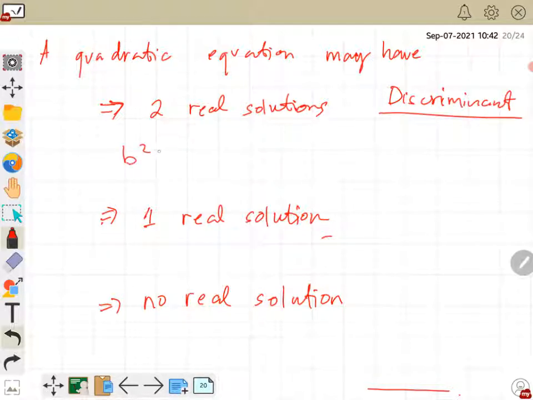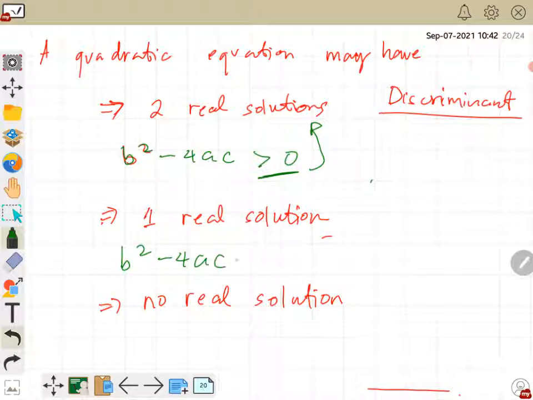So if the b squared, I'll try to use another color. If the value of b squared minus 4ac is greater than 0, meaning positive, we will have two real solutions. If the value of b squared minus 4ac is exactly 0, we will have one real solution.